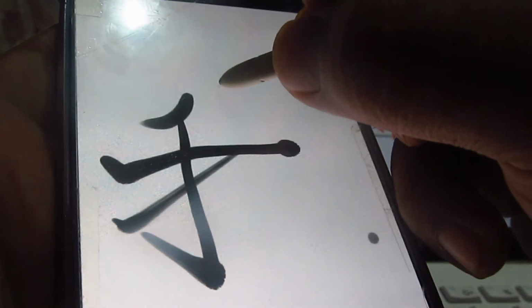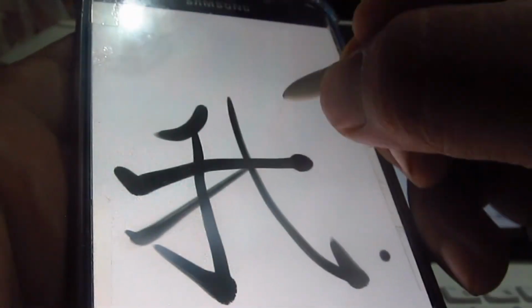Okay, let's write that. Pie, heng, shugou, ti, xiegou, dian.